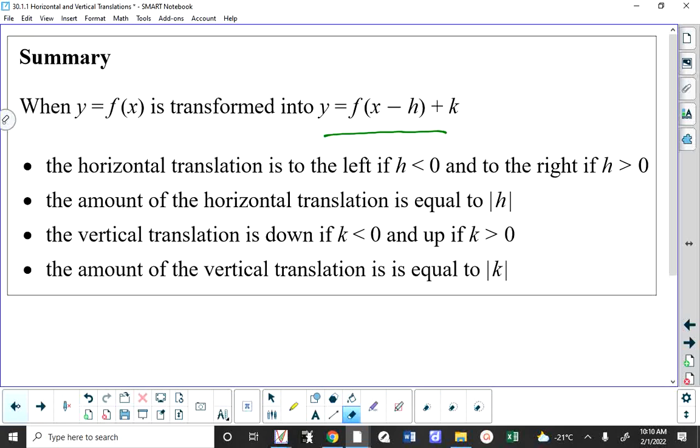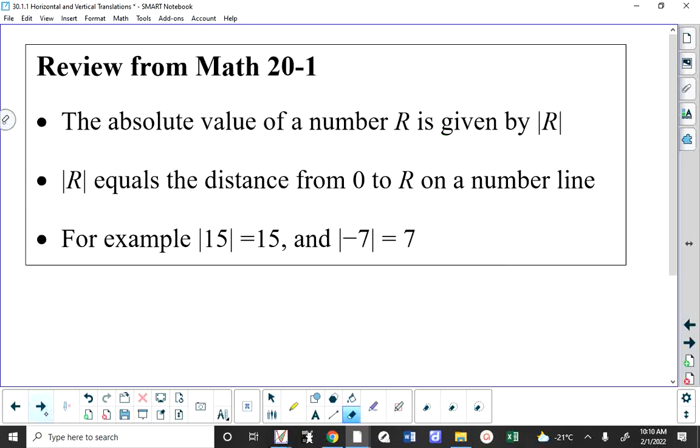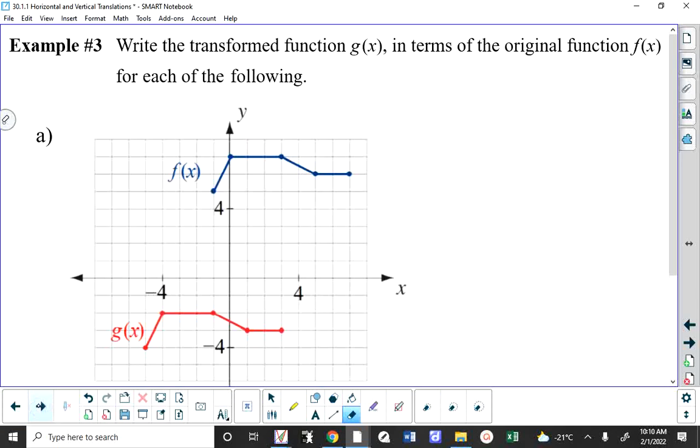Vertical translation is down if k is negative and up if k is positive, and the amount is equal to however big the number k is. That's it. That's what we've spent the last 45 minutes on. So I want everybody to look at this. I want you to write down what h is equal to. I want you to write down what k is equal to. We're going from f of x to g of x.